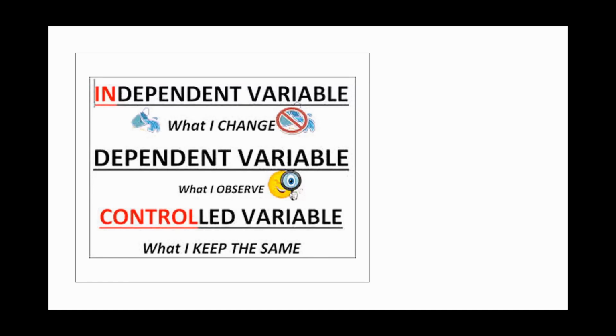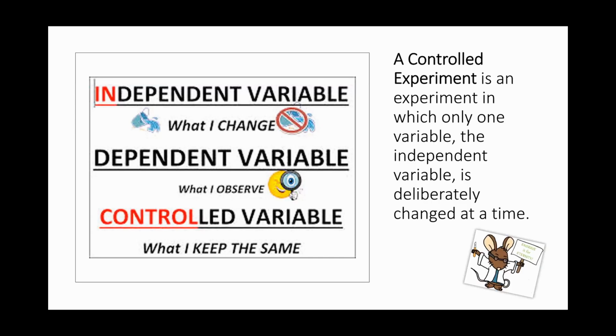So here are variables. Now I said we would talk a little bit more about variables, so here we go. Your independent variable you can think of as what you change. Your dependent variable is what you observe. And your controlled variable is what you keep the same. So a controlled experiment is one in which only one variable, the independent variable, is deliberately changed at a time.